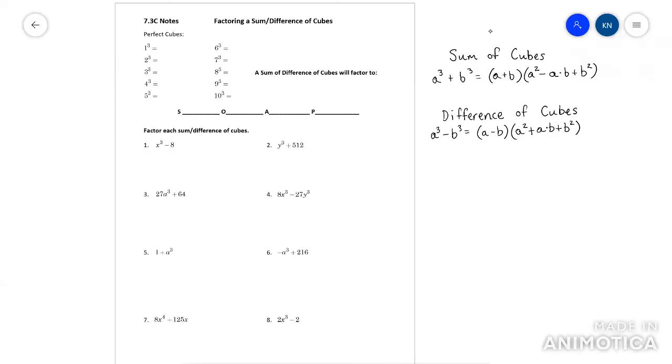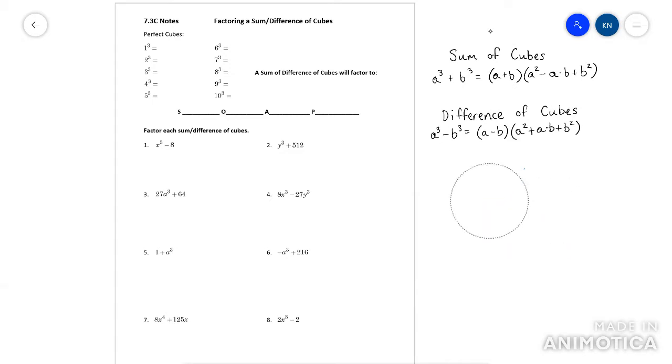All right, this video is going to go over sum and difference of cubes. This is another way to factor. It's really similar to your difference of squares, like imagine x squared minus 25. That was where you take the square root of 25 and one's a plus, one's a minus. This was difference of squares.